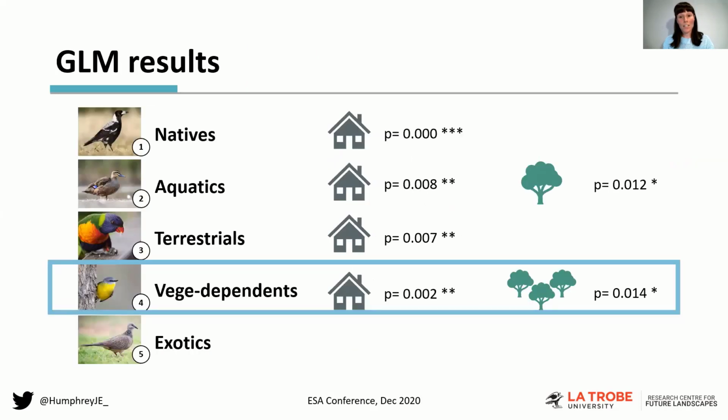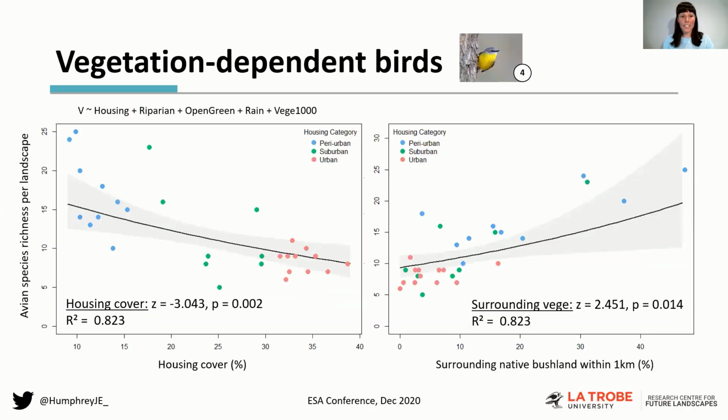For vegetation-dependent birds, they were found to have a significant relationship with housing cover and the extent of native bushland within a 1 kilometre radius. Housing cover on the left had a negative relationship with vegetation-dependent richness, whereas the extent of surrounding native bushland had a positive relationship. This model had the highest R-squared of any group, explaining over 82% of variation in the data.